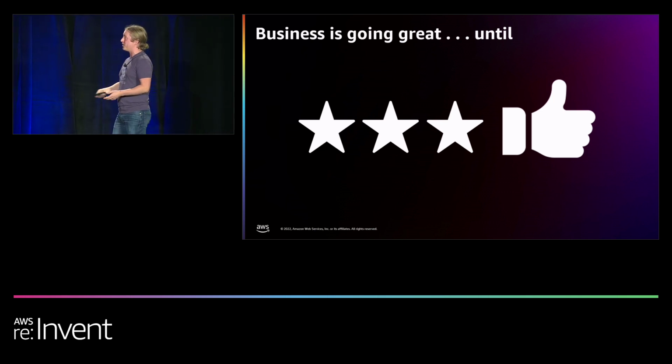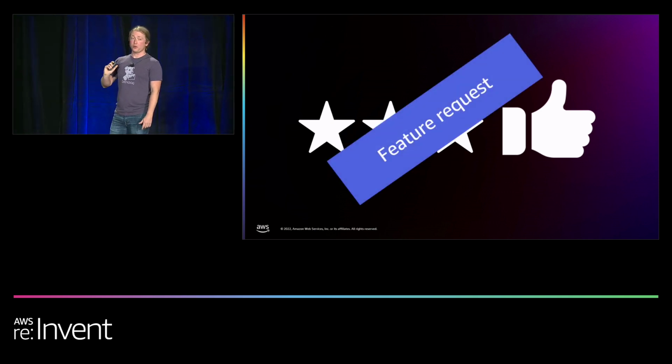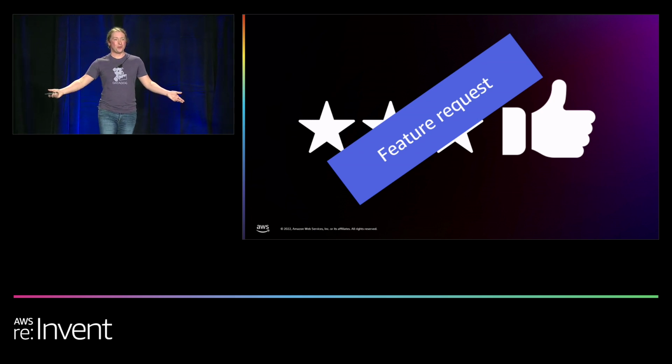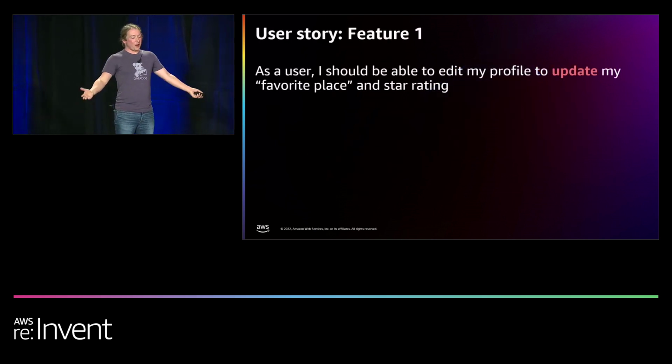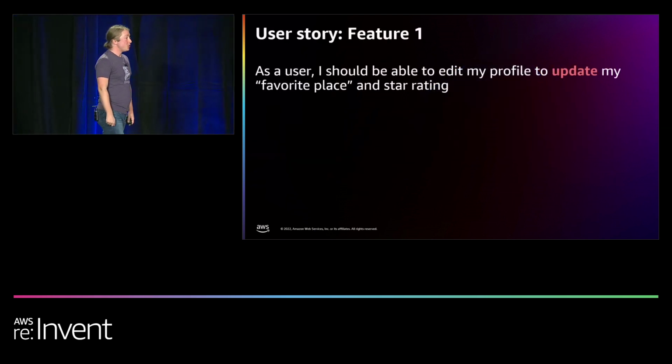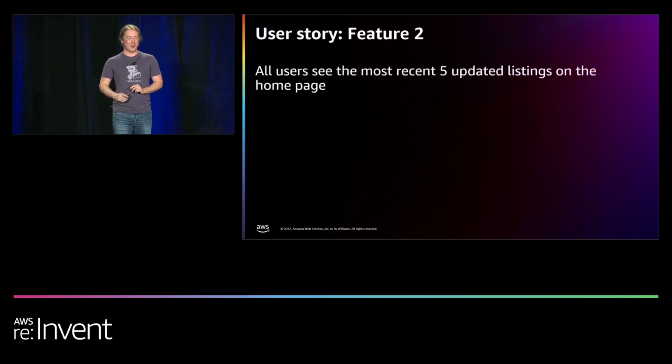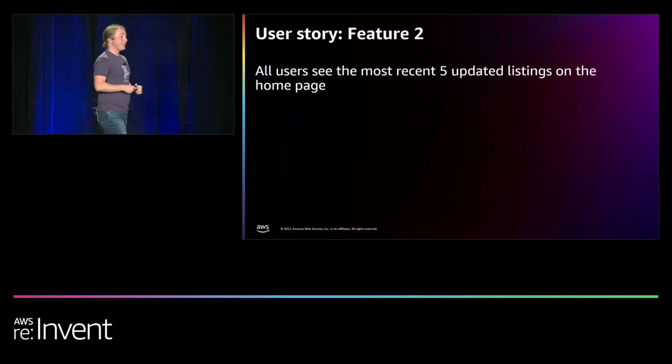So business goes really well, right? You launch the app, business goes really, really well until, can anybody guess? Feature requests. We're all familiar with feature requests, right? Because doing well is never enough. We have to do better than well. So our users have asked us to introduce some features using the feedback form. As a user, I should be able to edit my profile to update my favorite place and star rating. Seems basic enough, right?